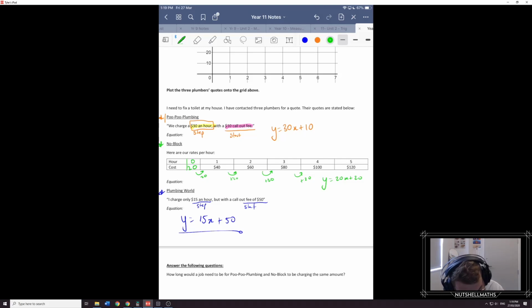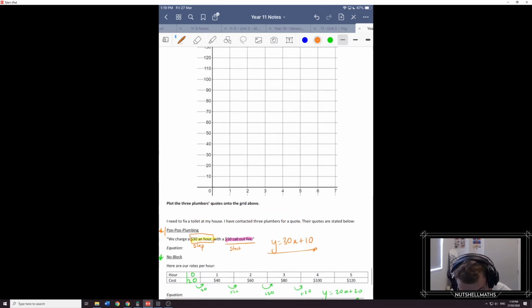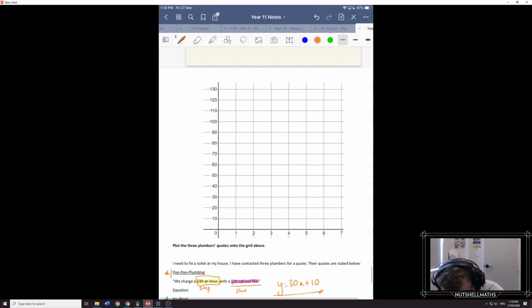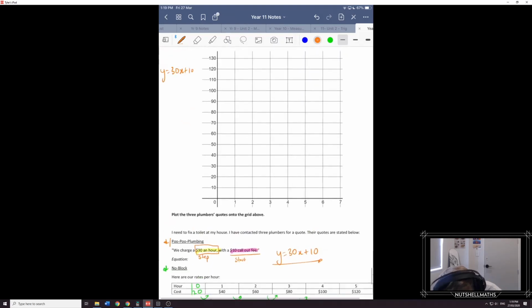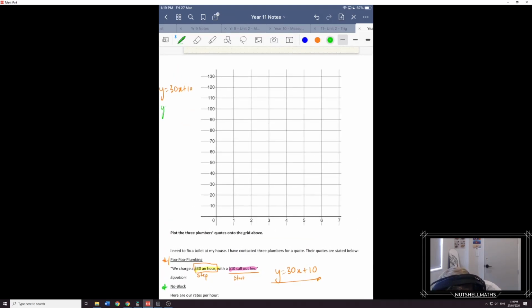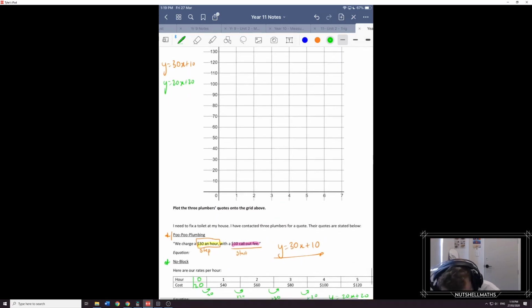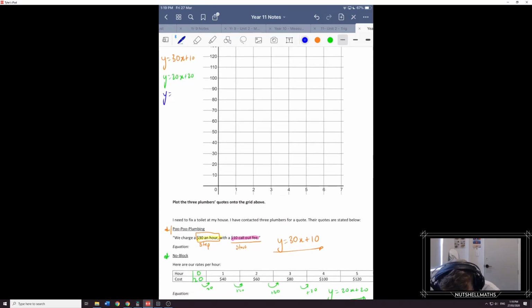Are we happy with these three graphs? Or these three equations, sorry. Seem to be mostly happy. Now we're going to go up here. I'm going to write them over on the side here. Y equals 30x plus 10. 20x plus 20. And our last one, 15x plus 50. Here are our three equations.